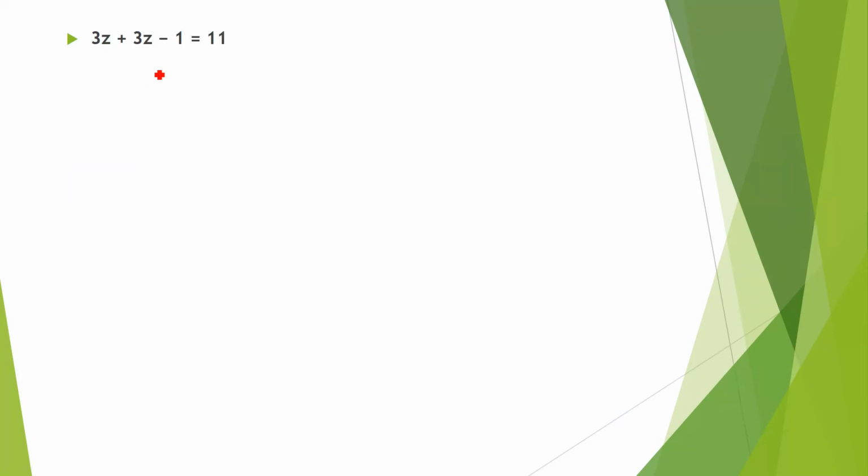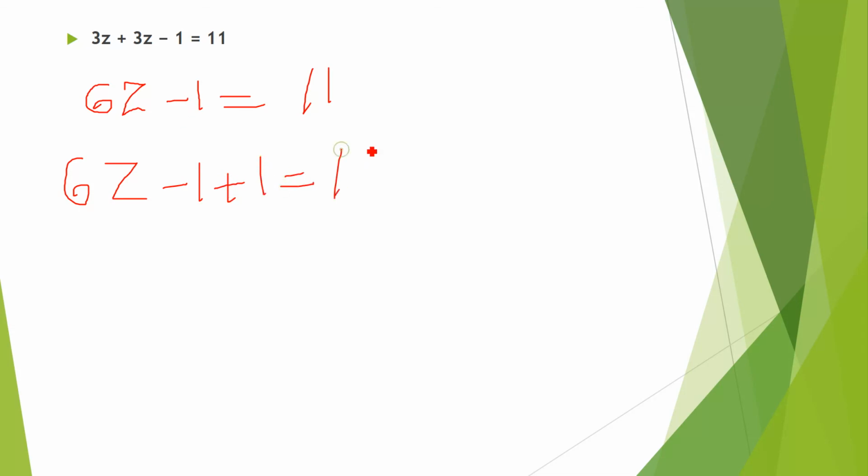Last question we will discuss here, same variable but 2 times, no problem. So it will be 6z minus 1 equal to 11. First you have to remove this. So 6z minus 1, right? This is -1, so you have to add positive 1. Same positive 1 you have to add to the other side. So this negative positive will cancel out. 6z is equal to 12.